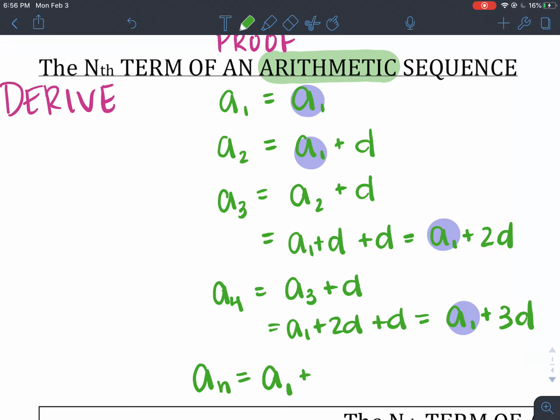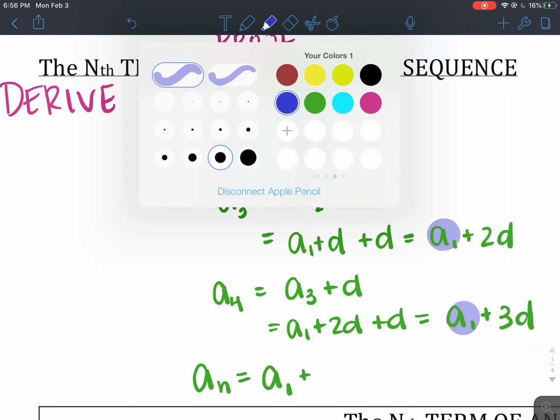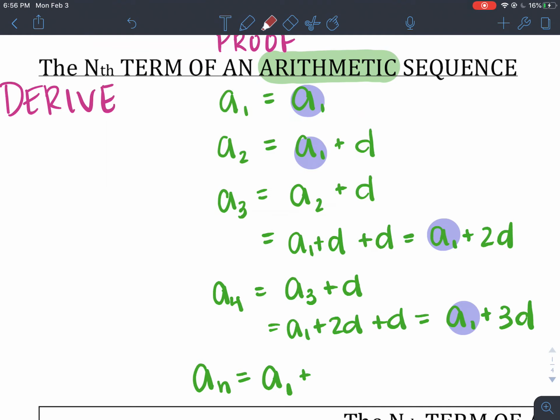We need to figure out what we're going to add to that. So we're going to look at our different terms here. We're going to look at a sub 1. We're not adding anything to a sub 1 to get a sub 1, so that one's not going to be the most helpful. But if I look at a sub 2, I want to add 1d, one of my common differences. To get a sub 3, we're going to add 2 of our common differences. To get a sub 4, we're going to add 3 of our common differences. So each time we're adding 1 less than our n value of our common differences, we're going to add n minus 1 times d.